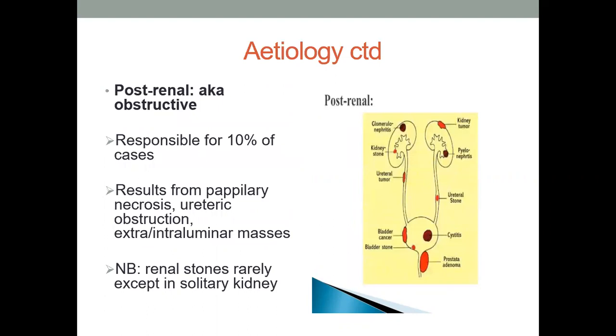Post-renal AKI is also known as obstructive. It's responsible for 10% of cases, and it can result from papillary necrosis, ureteric obstructions, or extra or intraluminal masses. Know that renal stones rarely will cause it, except if that patient has only one kidney.